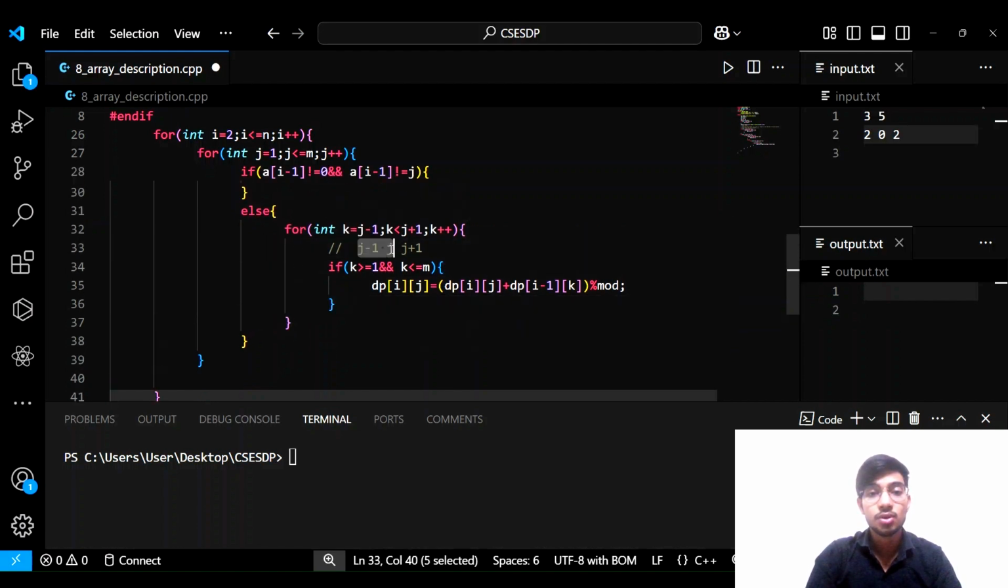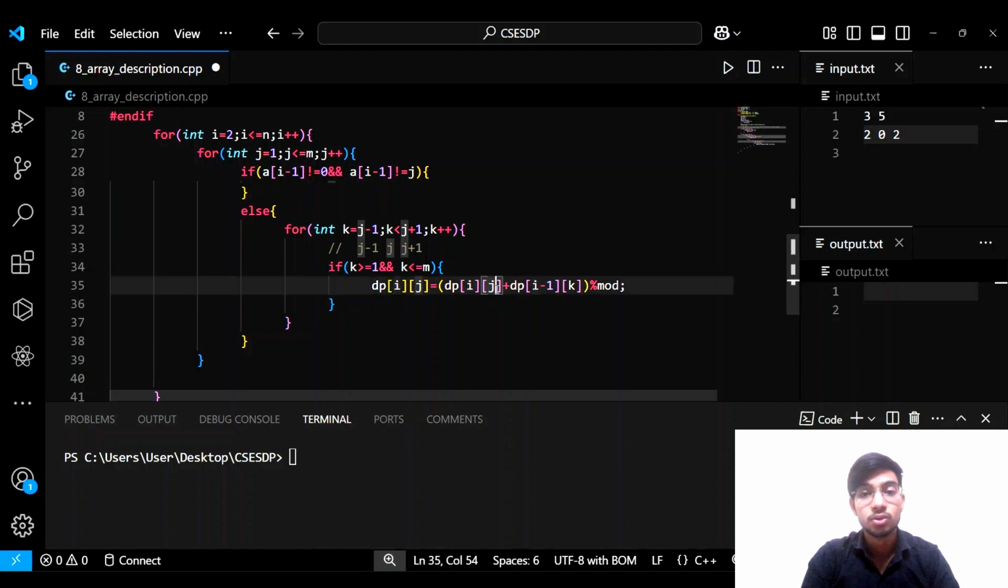What it means is that if you are going to choose j minus 1, right, then how many arrays of length i minus 1 do you have to add for the length i, right? If you are going to choose j, right? So you can have choices, that is j minus 1. So how many arrays of length i minus 1 do you have to add for length i, such that you choose j, right?